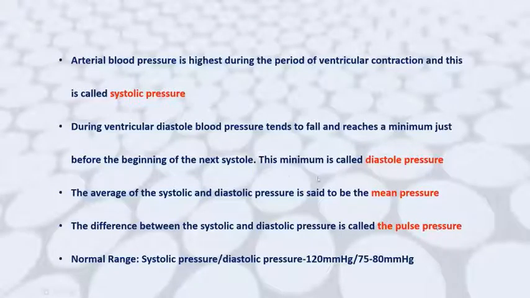Now, what is the normal pressure range? Here the normal systolic pressure is 120 mm mercury and the diastolic is between 75 to 80 mm mercury. So this is the normal blood pressure of a human being.